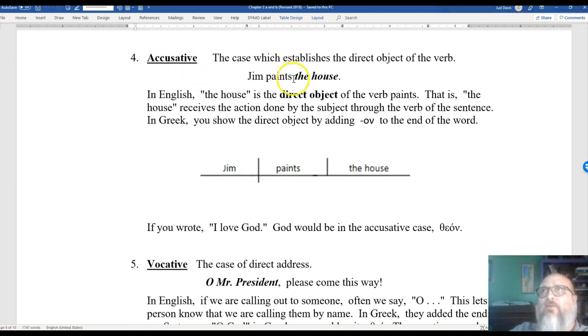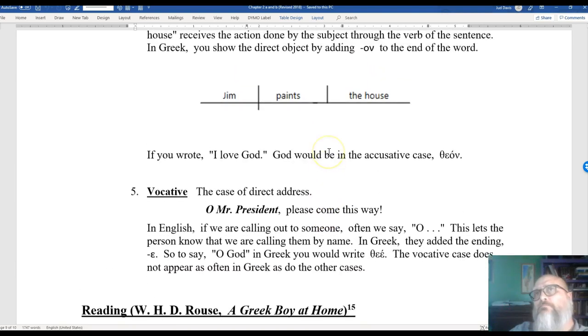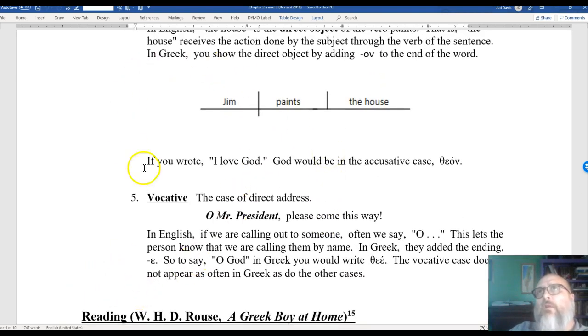And the accusative is the direct object, so Jim paints the house. You would put the house in the accusative. Now, in Greek, if you put it in the accusative, you can put it anywhere in the sentence. You can put it first, you can put it middle, you can put it last. It's still the direct object because the case ending determines grammatical function, not word order. So we're going to review that on Friday.